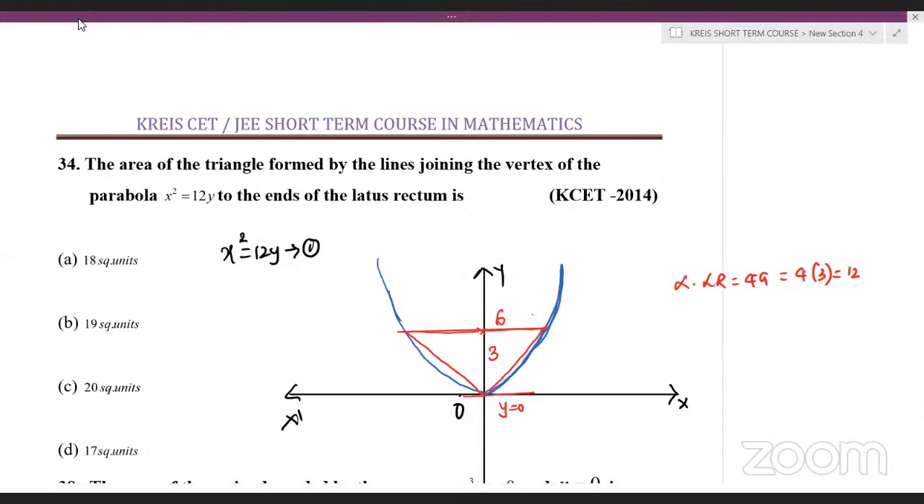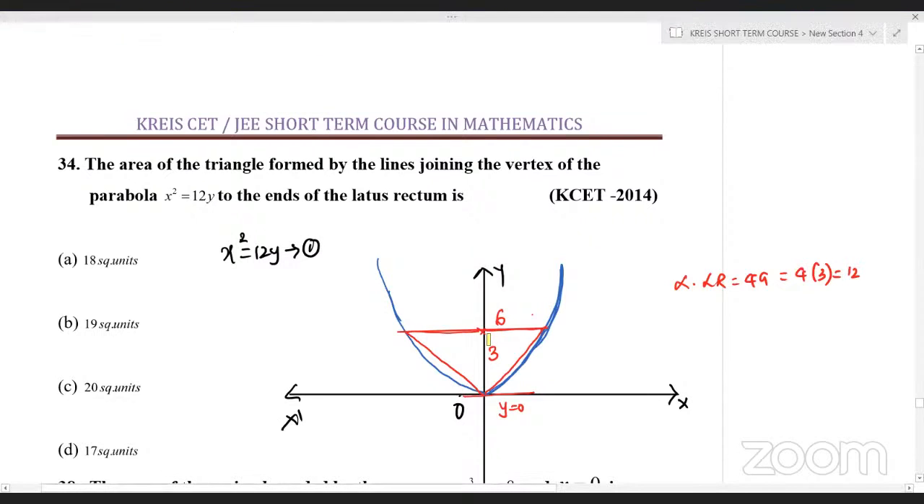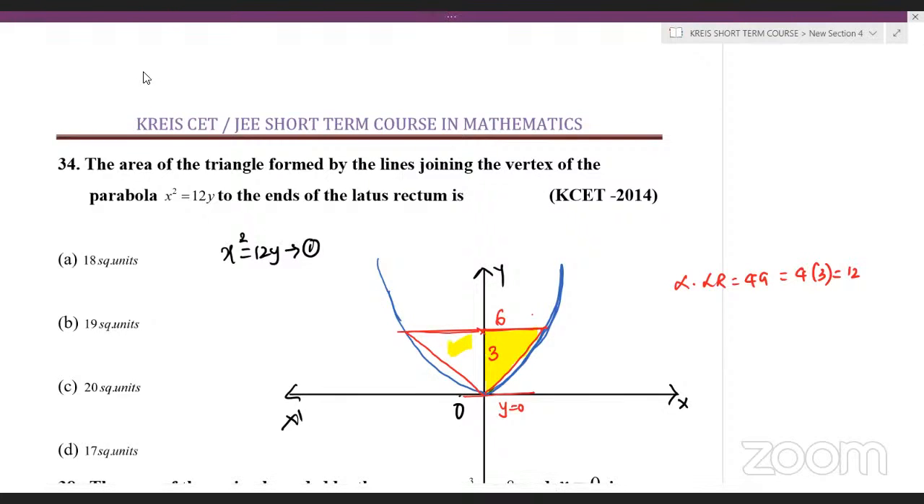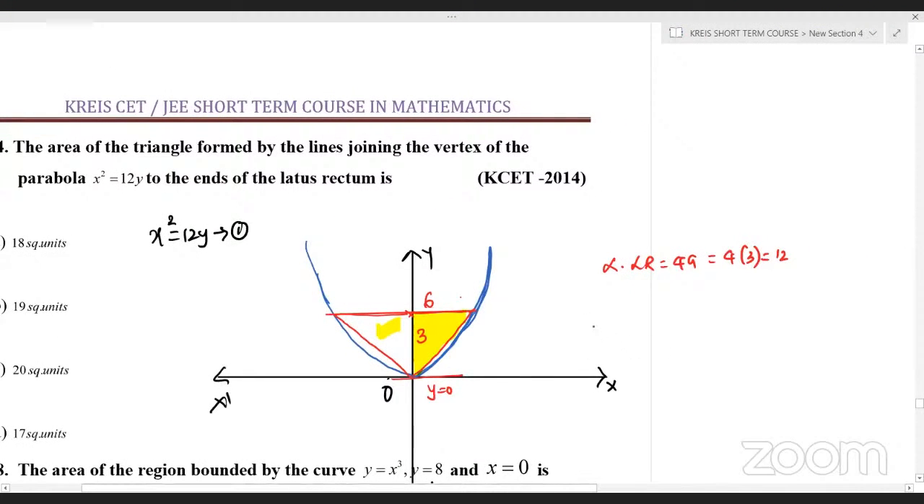So I'm going to find out the area of one of the triangles. We will double that, you get the other triangle. So we can take this triangle. So this is the one, right? Now you can observe the required area is given by, area of the triangle is given by 2 times the area of the shaded region.